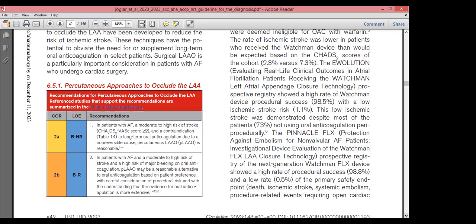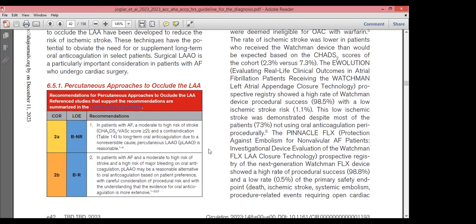Then the class 2B recommendation is that in patients with AF and a moderate to high risk of stroke and a high risk of major bleeding on oral anticoagulants, it is reasonable that you do percutaneous left atrial appendage occlusion as an alternative to oral anticoagulation. So based on the patient's preference, and then you also look at the risks of the procedure in the patient before you go ahead. So you try to weigh the risks of the procedure and the benefits. So if the patient is having AF and they have moderate to high risk of stroke using the CHA2DS2-VASc score, and they are also at risk of bleeding, that's using the HAS-BLED, then you can also use this percutaneous left atrial appendage closure as an alternative, since their bleeding risk is high. So it's a class 2B.